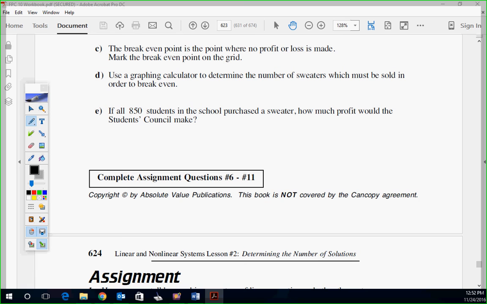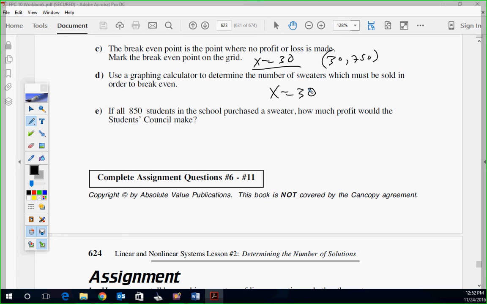How many sweaters? I want to know how many X. What's the sweater count? 30, good, yep. What's Y say there? 750. So that means that $750 is your break-even point for revenue. Okay, good. Using the graphing calculator to determine the number of sweaters which must be sold in order to break even. We just did that. So it's 30, 750. If all 850 students in the school purchase a sweater, how much profit would they make?